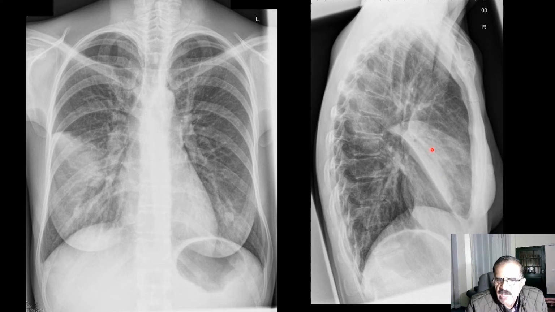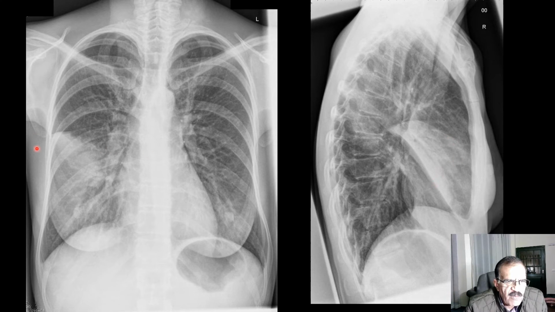So this is the lateral film. Now this sharp line is made by the oblique fissure. This is a sharp line made by the oblique fissure. This sharp line is made by the transverse fissure. So this consolidated part, which is between two fissures, the transverse fissure and the oblique fissure, has to be the middle lobe.